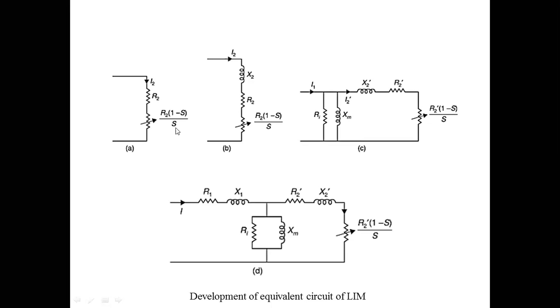Here the secondary leakage reactance X2 is added, which we are showing in the diagram. R2 times (1 minus S) by S, and next the X2 value. Now we are assuming that the magnetic circuit has a finite reluctance, and hence some MMF and current is required to set up the flux. Then we can further express this with a magnetizing reactance X suffix M.